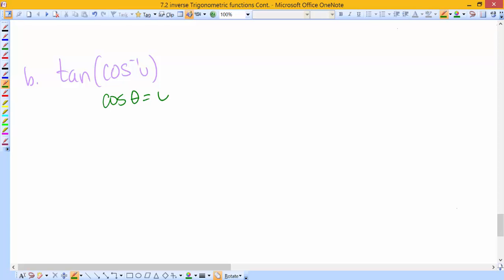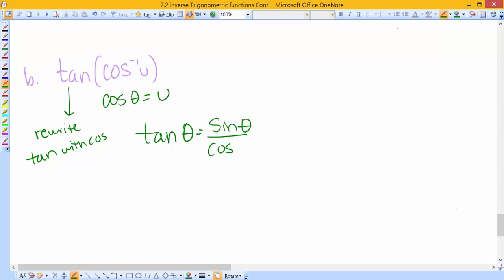Cosine of theta equals u, which means we want to rewrite tangent with cosine. So let's see. Tangent theta. The first thing that comes to mind for me with tangent, and I hope it does for you, but it's okay if it isn't right now. This is just getting our head thinking: how can I rewrite something, and looking back at the reciprocal identities, the quotient identities, and the Pythagorean identities, and constantly keep looking at them. Tangent is sine over cosine. Hey, that's good because right now I have a cosine and that's what I need. So sine I need to rewrite.